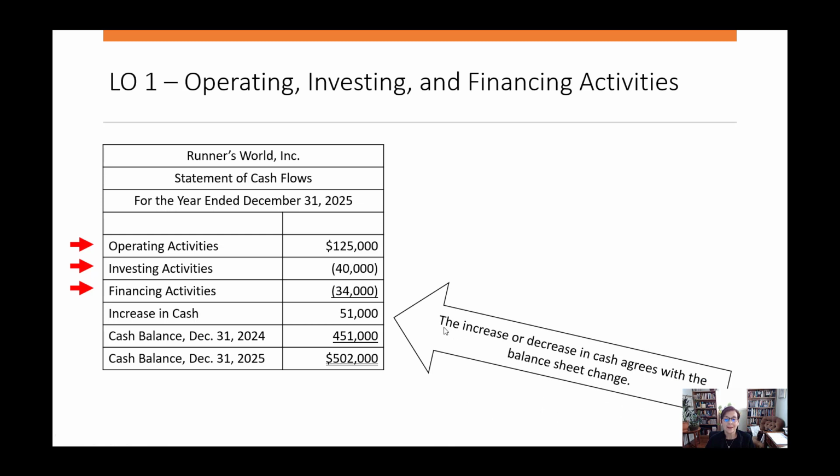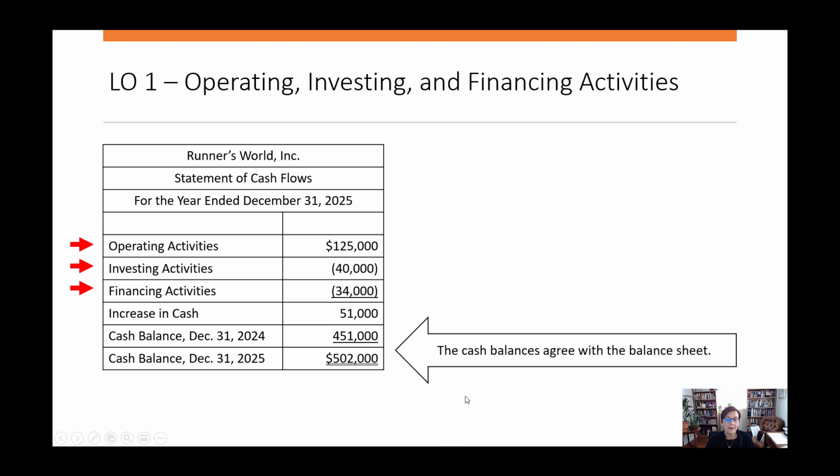Remember that we said that cash had gone up by 51,000. And what this is showing us is, well, why did the cash go up by 51,000? So this increase or decrease in cash agrees with the balance sheet. And then finally, at the very bottom of the statement, you take your increase in cash, add it to your beginning cash balance, and you get your ending cash balance.